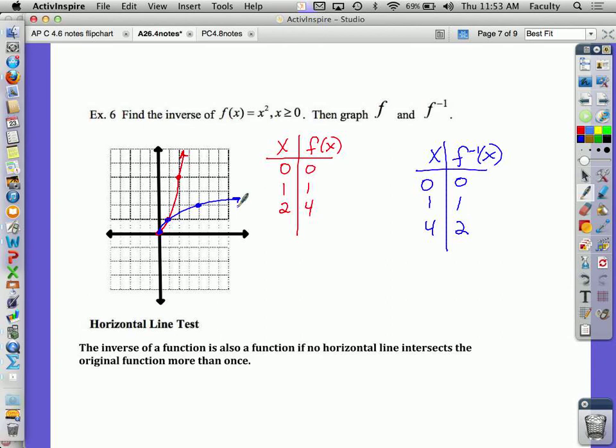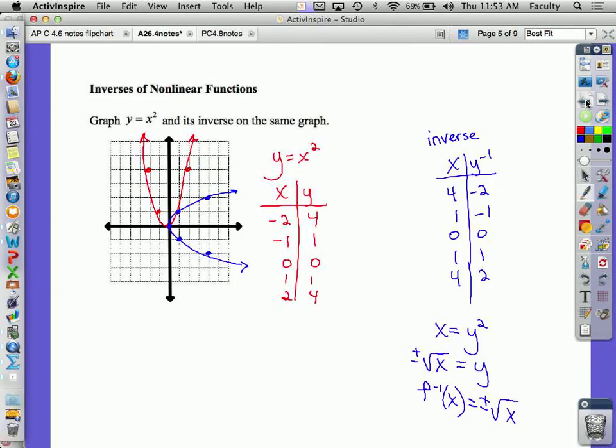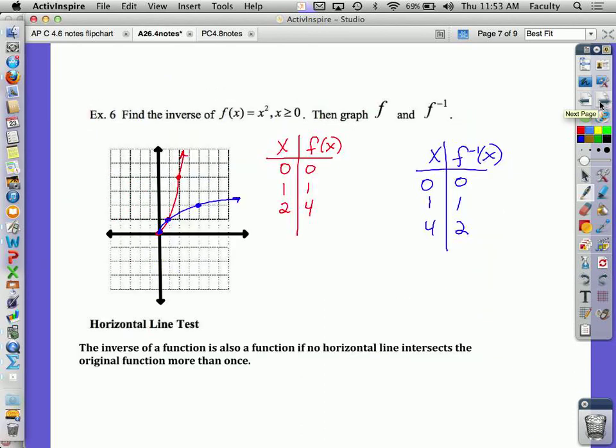So here's what's interesting. Let me go back two screens here. So if I look at my y equals x squared, it passes the vertical line test. But its inverse fails, doesn't it? Now let's look at this one. If I chop the domain, the x squared piece passes, and the inverse passes.